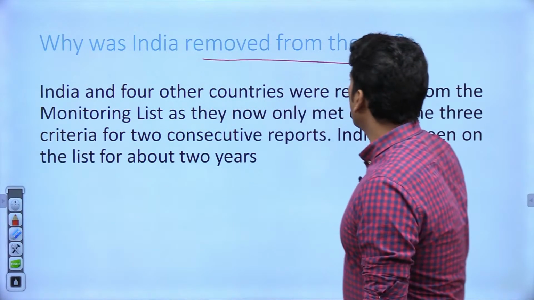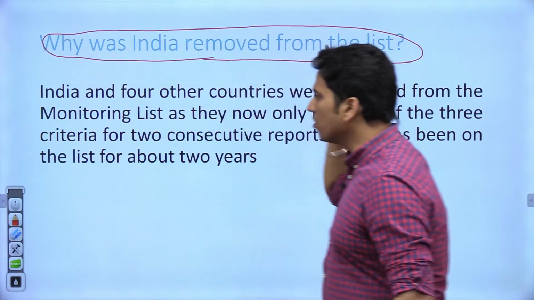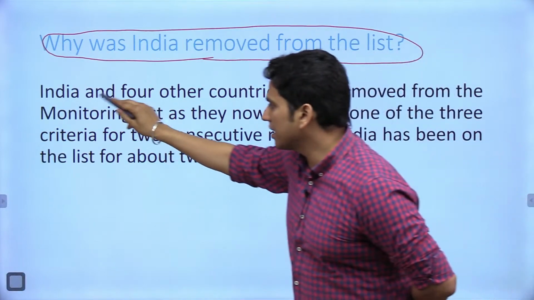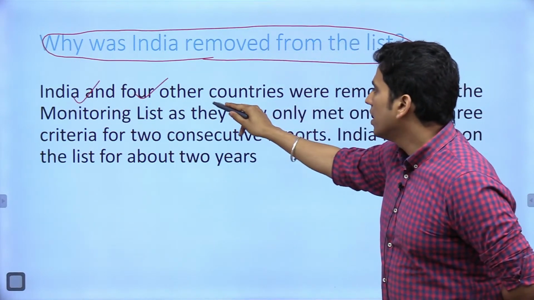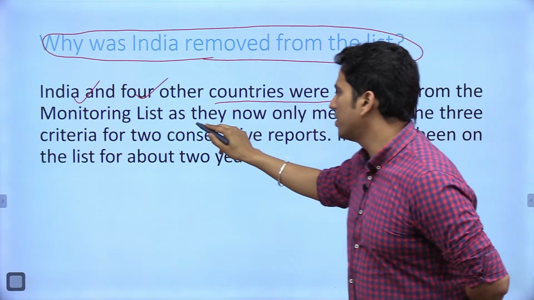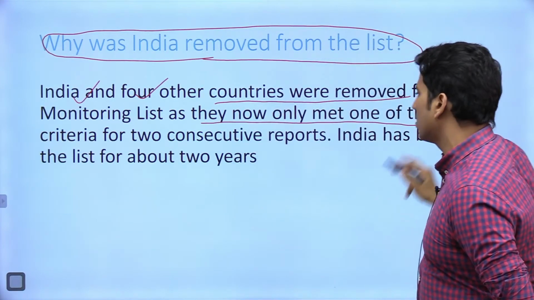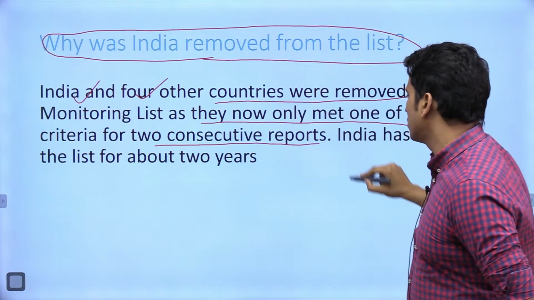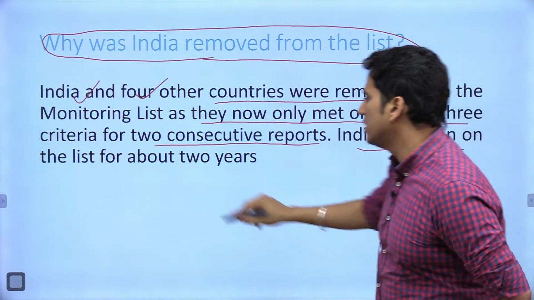Now, why was India removed from the list? इंडिया को रिमूव क्यों करा गया? अभी मैंने बताया था कि 4 और कंट्रीज को रिमूव किया गया था. India and the 4 other countries were removed from the monitoring list as they only meet one of the 3 criteria for 2 consecutive reports. India has been on the list for about 2 years.